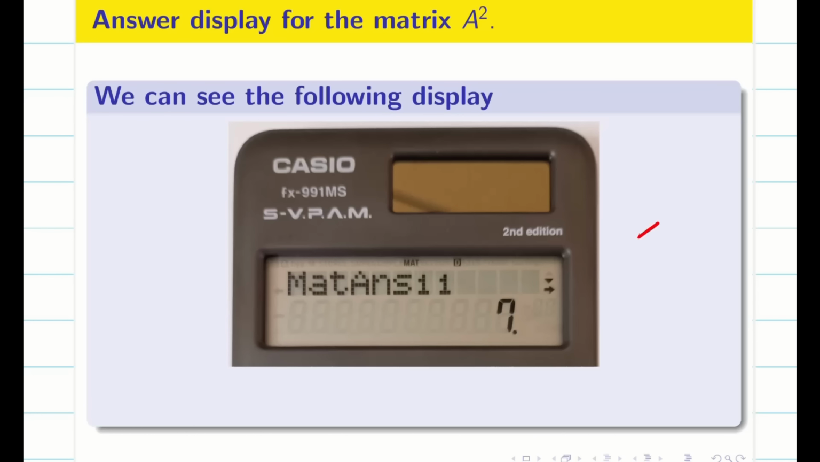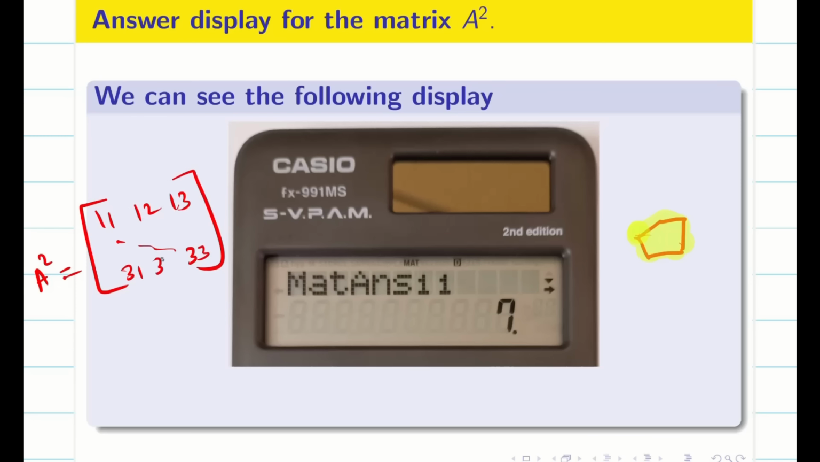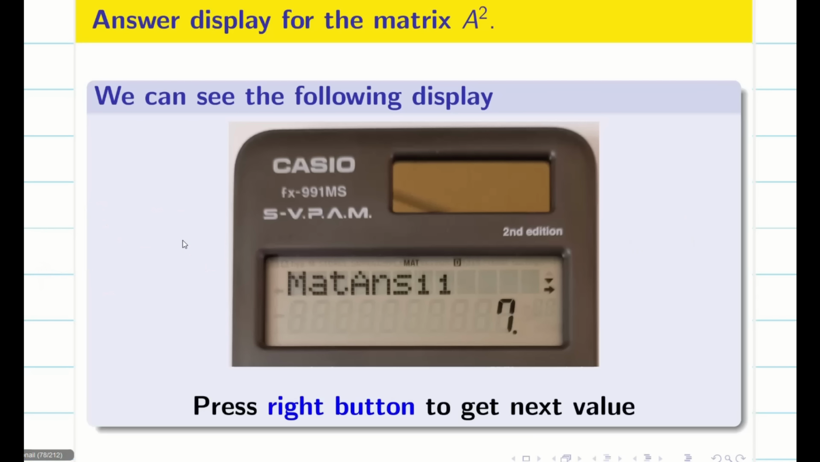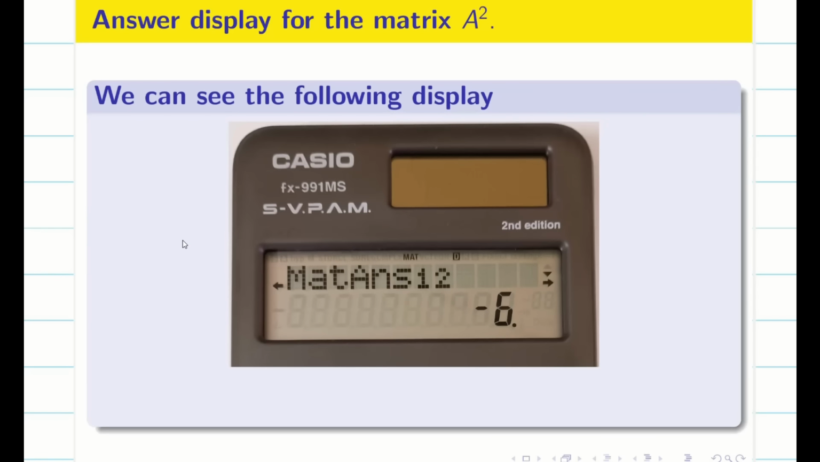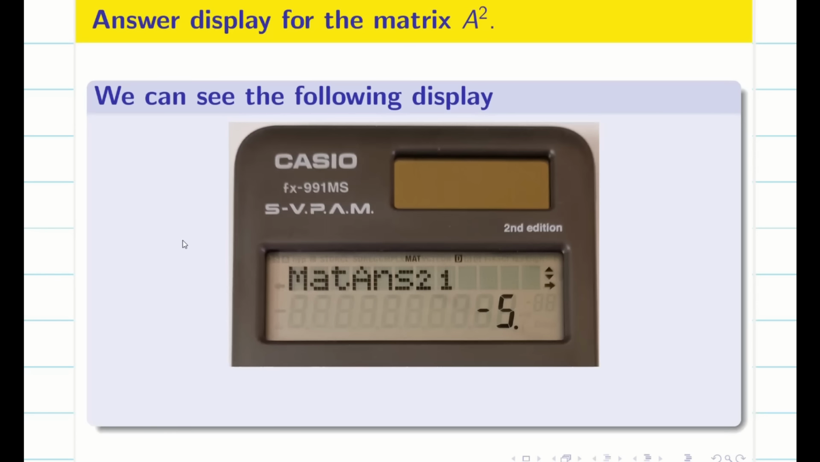Now it is very important that you press the right button on the calculator, because if you press the down button it will go to the next column. We need to fill this A square like this. The positions are 1 1, 1 2, 1 3, etc., up to 3 3. Hope you understand. So when you press the right button, it will show the 1 2 value, then the 1 3 value, then the 2 1 value.